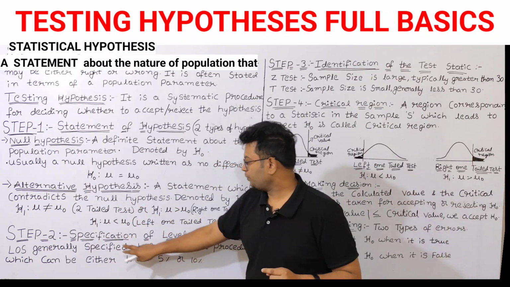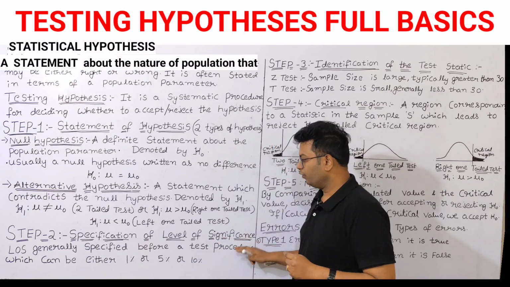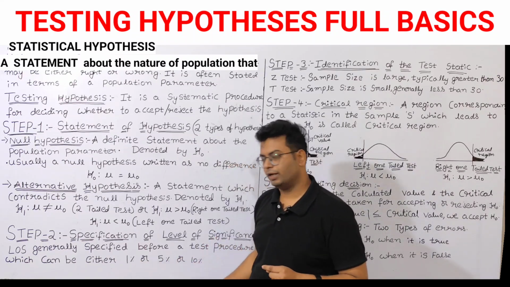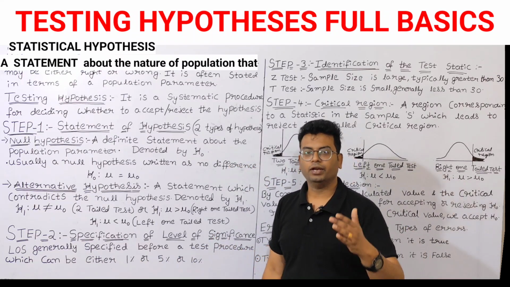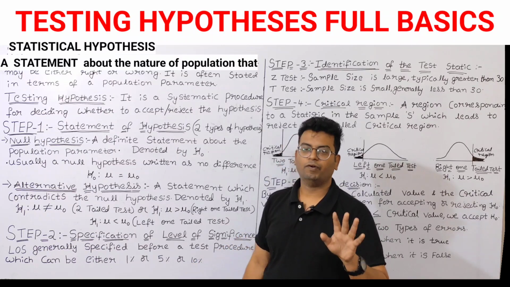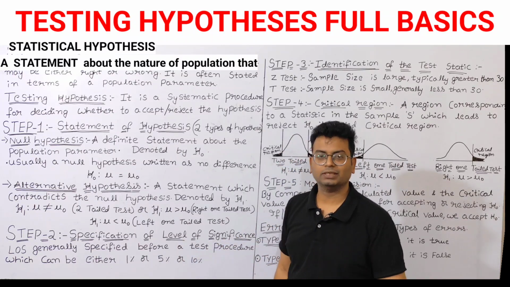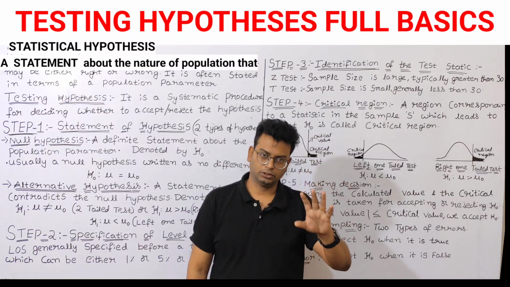Next, specification of the level of significance. We will take either 5, 1, or 10 percent depending upon the question. If they didn't give anything, then we will consider 5% as the level of significance. It means 5% rejection and 95% acceptance.